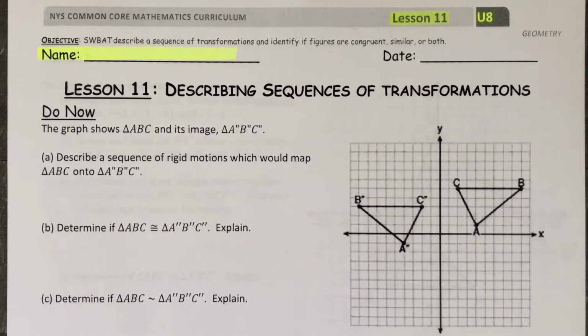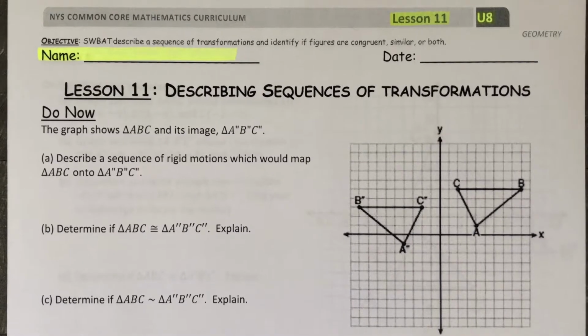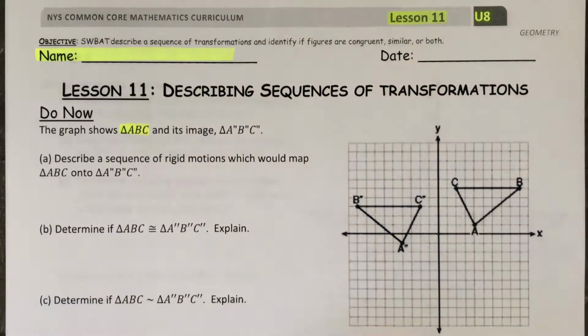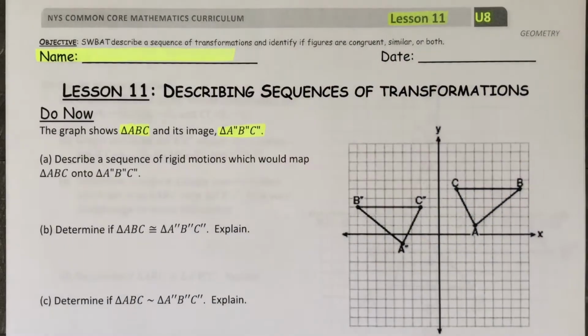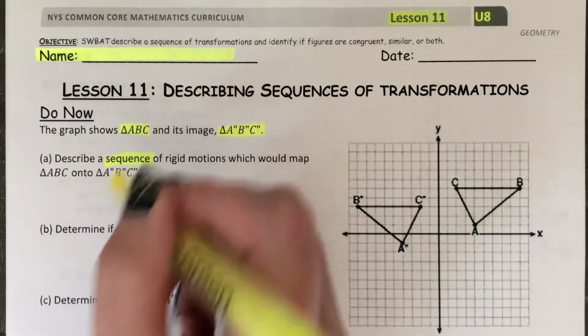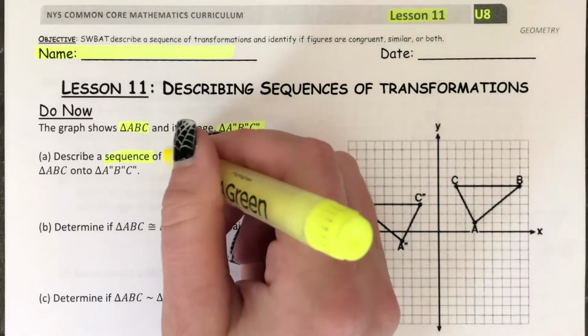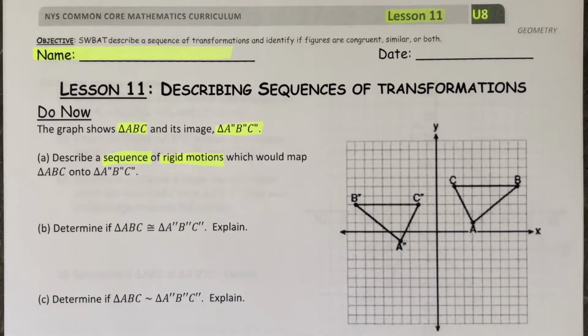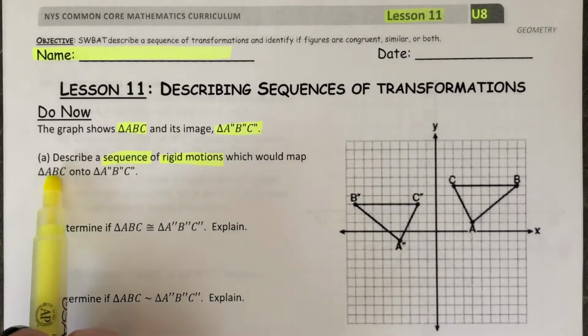It says the graph shows triangle ABC and its image triangle A double prime, B double prime, C double prime. Describe a sequence of rigid motions which would map triangle ABC onto triangle A double prime, B double prime, C double prime. The fact that I'm going from my pre-image ABC to a double prime tells me that two transformations must have taken place. I know that's true because the keyword sequence means more than one. So I should be thinking of more than one rigid motion: rotation, reflection, translation. I've got to pick two of those that map my pre-image onto my image.